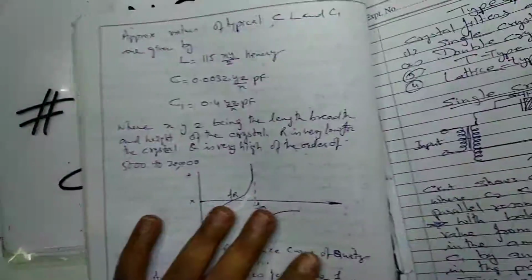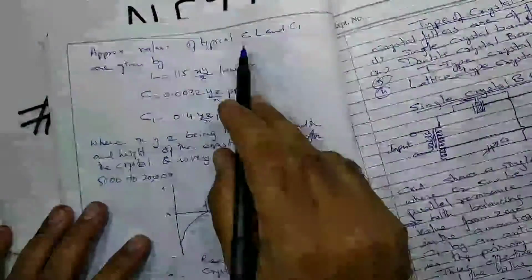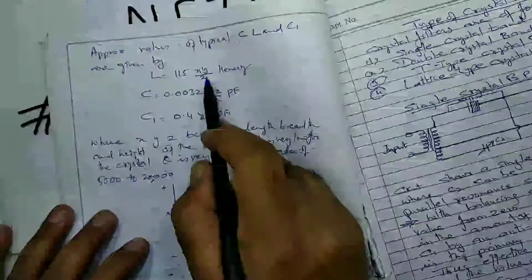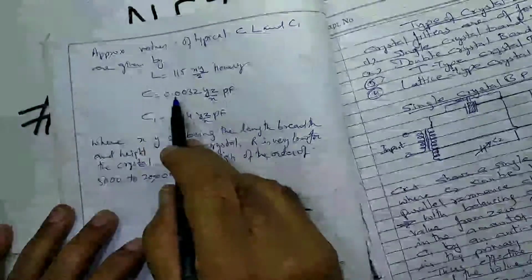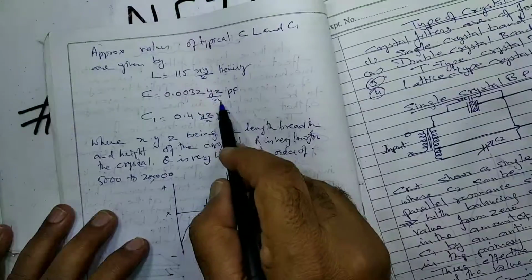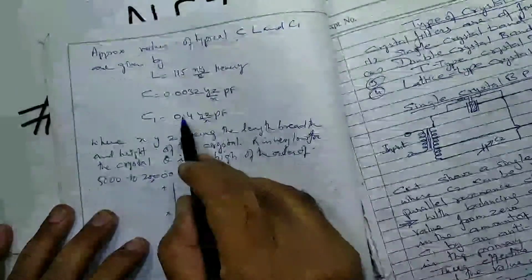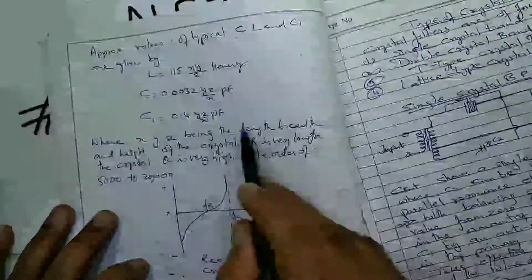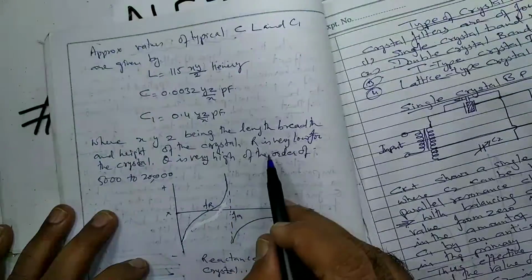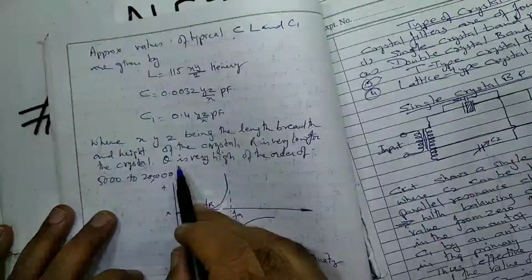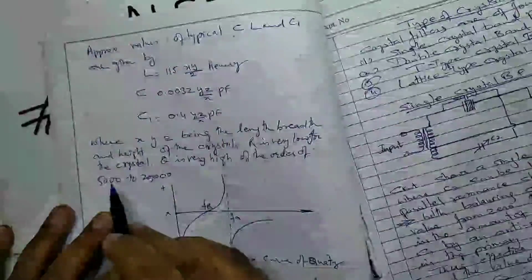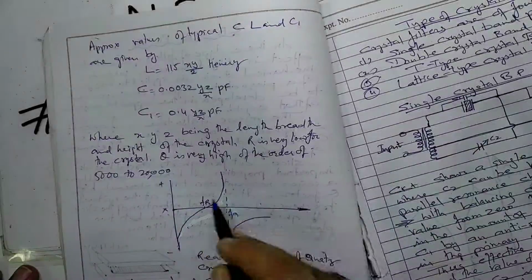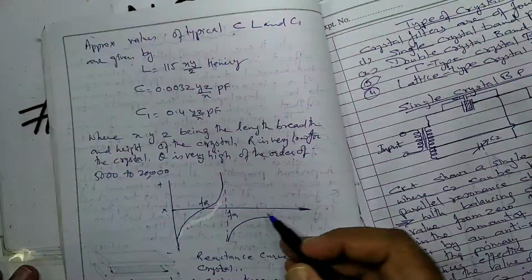Now, approximate values of typical L, C and C1 are given by L equal to 115 XY by Z henry, C equal to 0.032 YZ upon X pF, and C1 equal to 0.4 YZ upon X pF, where X, Y and Z are the length, breadth and height of the crystal. R is very low for the crystal. Q is very high, of the order of 5,000 to 20,000. So this is FR, the resonant frequency, and this is FA.